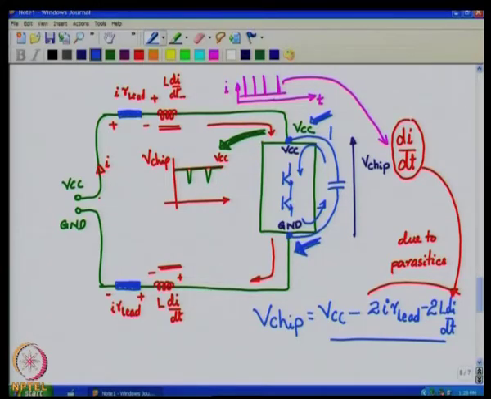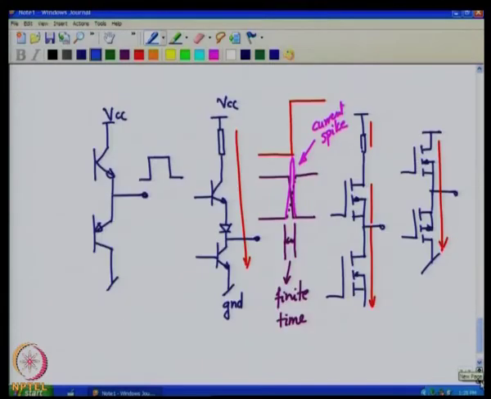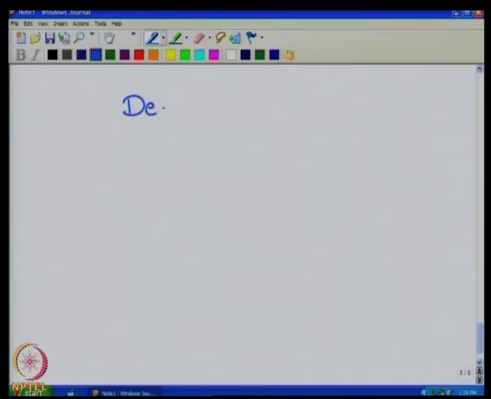Therefore, the spike currents are actually transferred here into the capacitance, and here you see a much more stable current waveform which is going through these leads. Therefore, the L di by dt drop can be significantly reduced. Now, such capacitors are called decoupling capacitors. These capacitors, what you see here, are called decoupling capacitors, which actually provide decoupling between the track inductances and the ICs which are drawing the spiky currents.